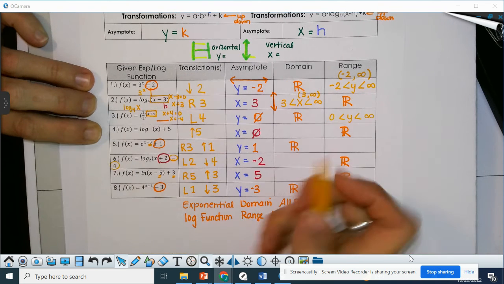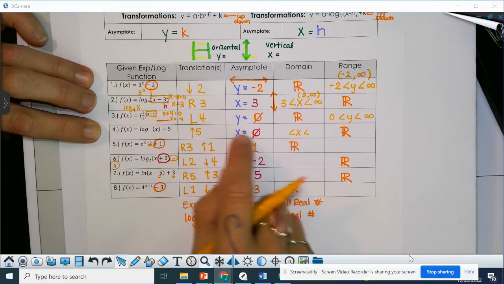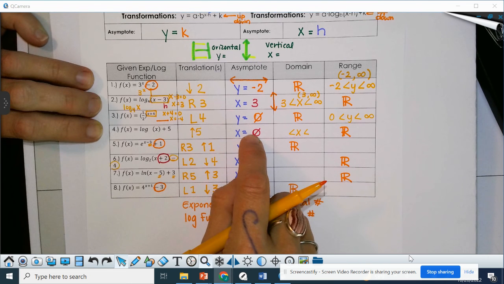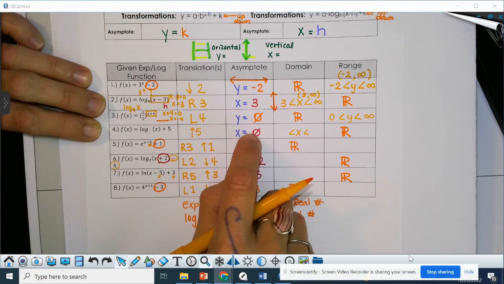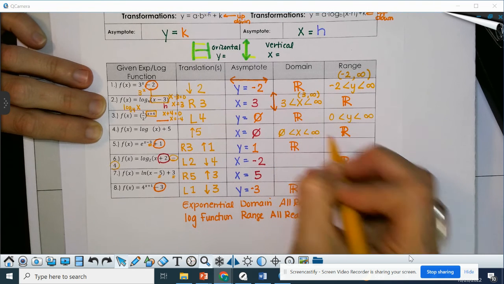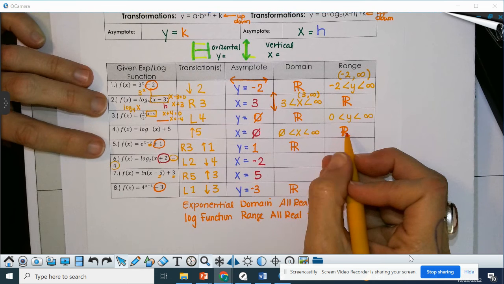Log is going to be the domain that we have to work with because we have an x equals. So that means it's going to put a rule on that x. It's going to give it a wall to a house. So left or right, it's going to stop. And it is a positive function, so again, we're going to go 0 to positive infinity. Our range is all real numbers because there's no ceiling or floor to a log function. It can go up and down forever.